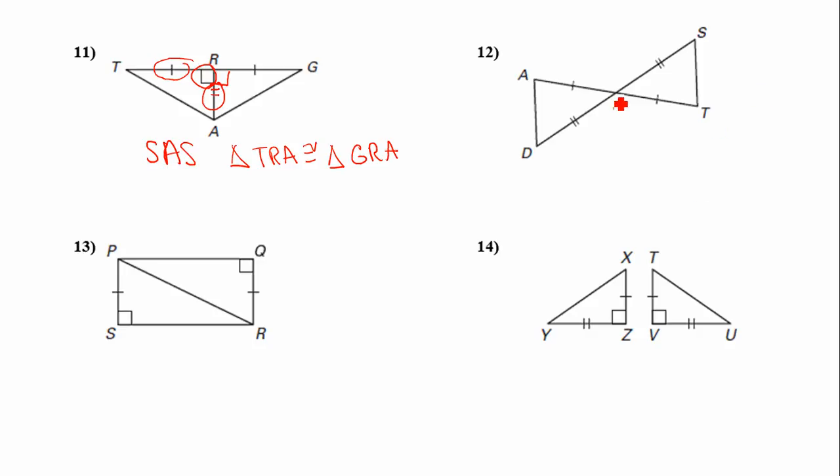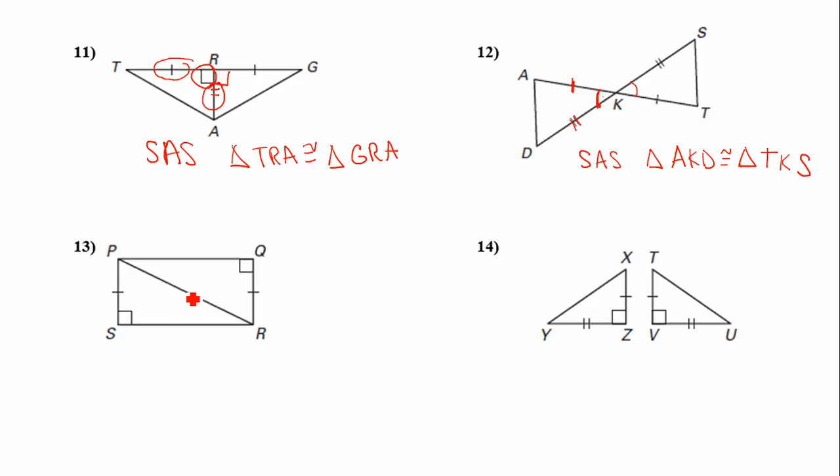Number 12, you don't have any sharing sides to mark, but you do have vertical angles that need to be marked. So when you mark those vertical angles, you would see that in each set of triangles you have a side, an angle, and another side marked. The angle is in between the two sides where it comes together. So I have side, angle, side, and I would say triangle AKD is congruent to triangle, be careful how you do this one, it would be TKS.